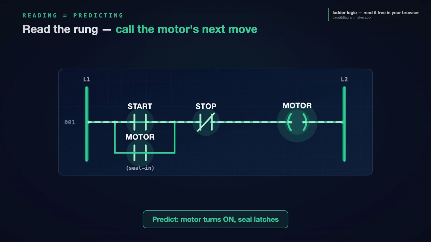Trace again. Start is open now, but the seal branch is closed, and power still reaches the coil. The motor stays on. You predicted a latch, and you were right.